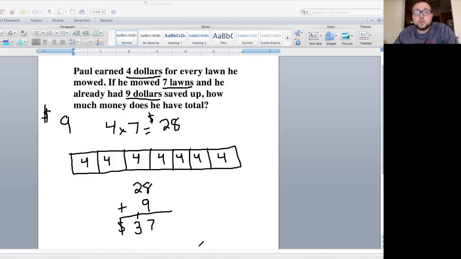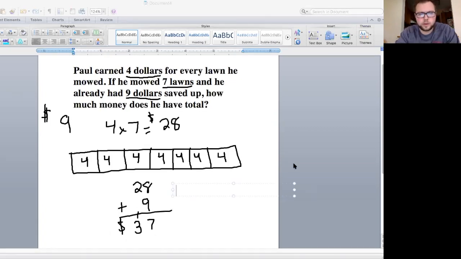So now we have to write out our answer. Technically we got the right answer here, but it's best if you write out in a sentence what your answer is. I'm going to type that out real quick. We'll say Paul has $37 total. There you go. You read, you draw, and then you write. And we did that perfectly.